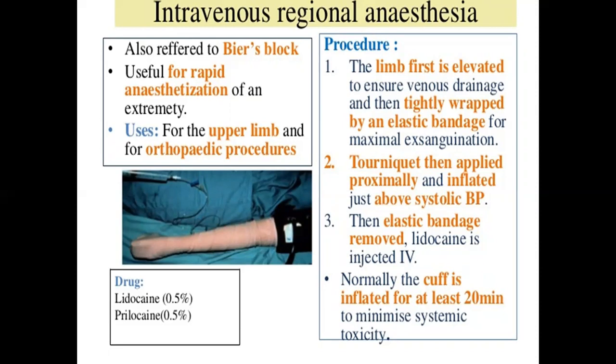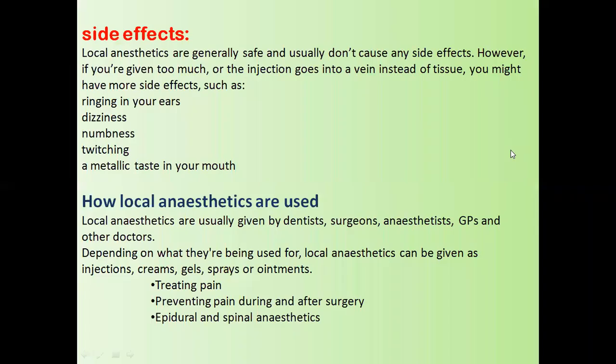The tourniquet is then applied proximally and inflated just above systolic blood pressure. Then the elastic bandage is removed. Lidocaine is injected intravenously. Normally, the cuff is inflated for at least 20 minutes to minimize systemic toxicity. The drugs generally used are lidocaine 0.5% and prilocaine 0.5%.